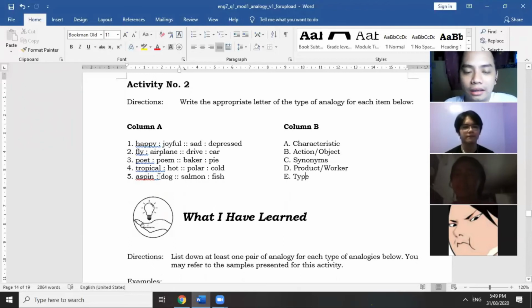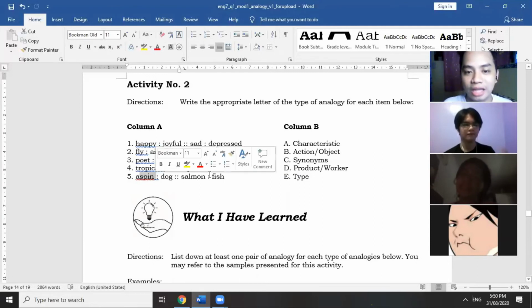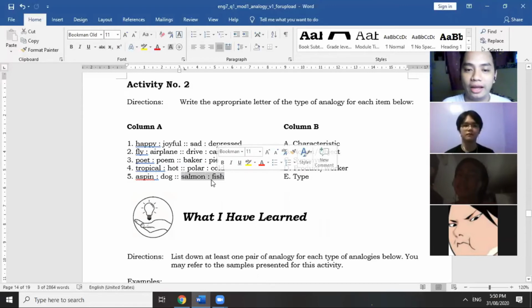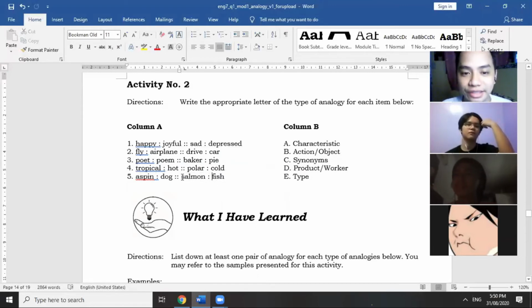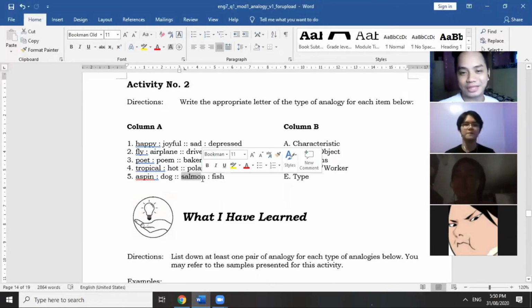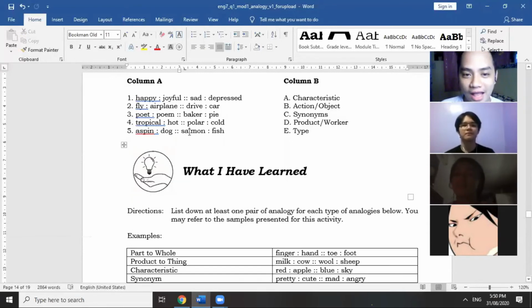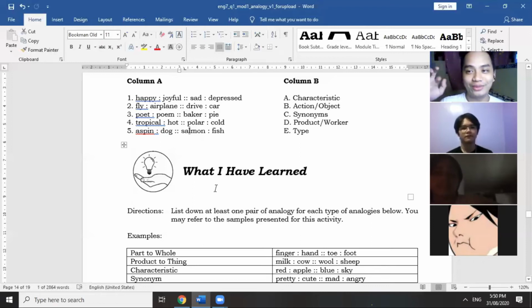Aspin is to dog as salmon is to fish. What do you think is the relationship of this one? Type. So aspin is a type of dog, while salmon is a kind of fish, and we pronounce this as salmon, right? We should not pronounce the L. It's a silent L. So, salmon.